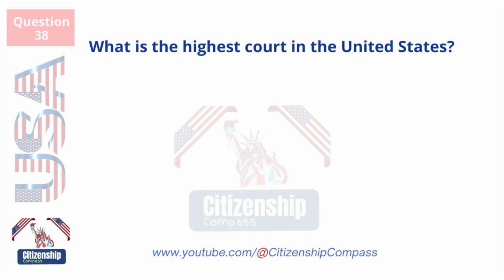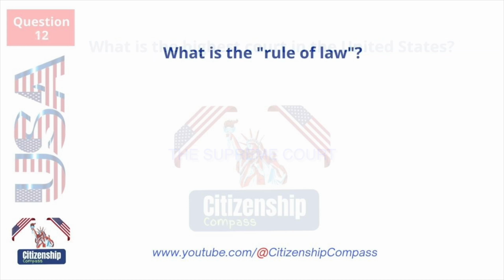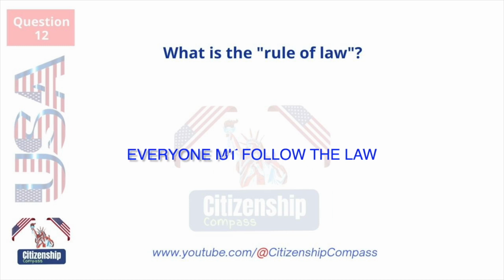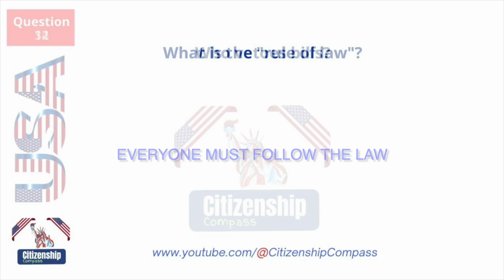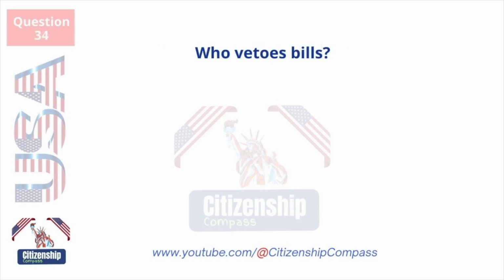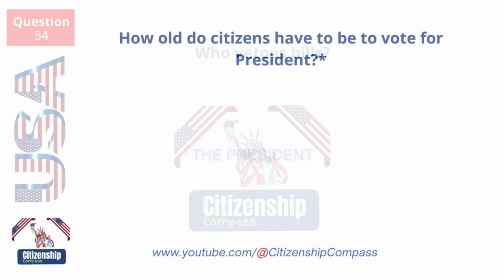What is the highest court in the United States? The Supreme Court. What is the rule of law? Everyone must follow the law. Who vetoes bills? The president. How old do citizens have to be to vote for president? 18 and older.